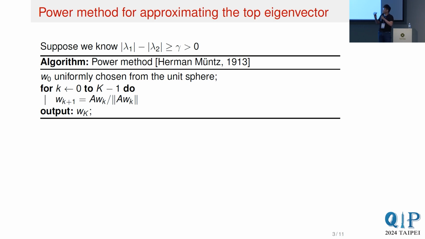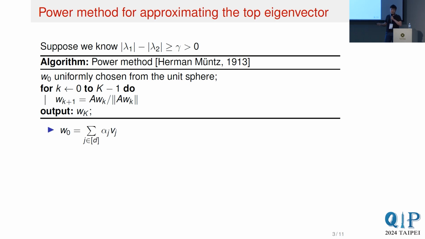Roughly 100 years ago, von Mises proposed an algorithm called the power method. The algorithm goes as follows. At the very beginning, you generate a uniform vector, and for each iteration, you apply the matrix A onto this vector, renormalize it, and do this over and over again. At the end, this algorithm will output a good approximation of the top eigenvector.